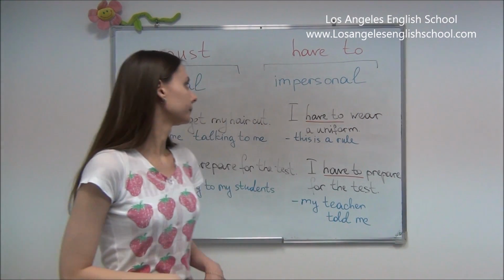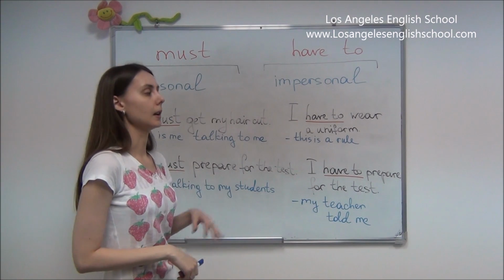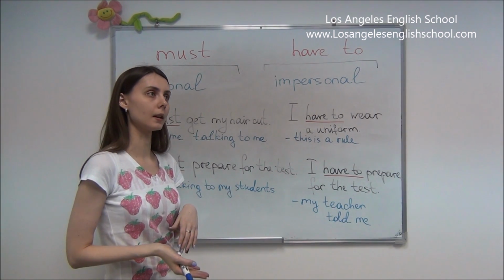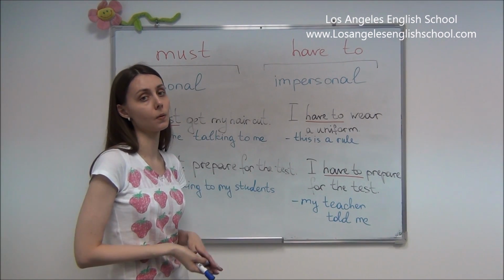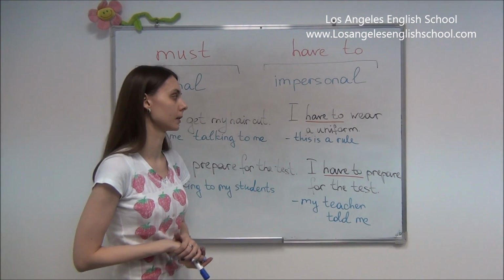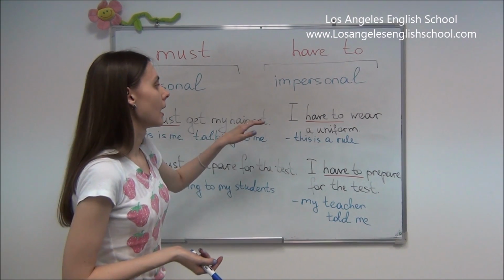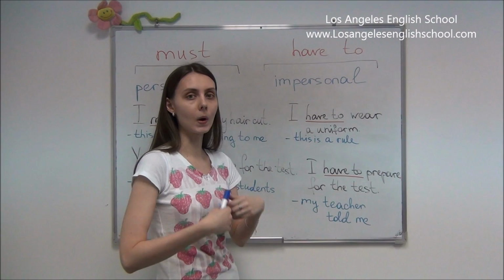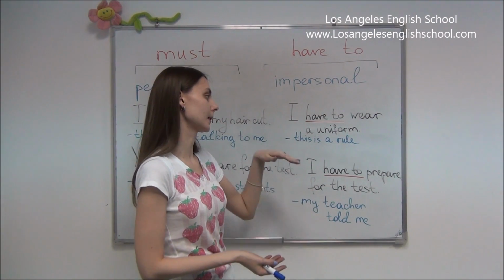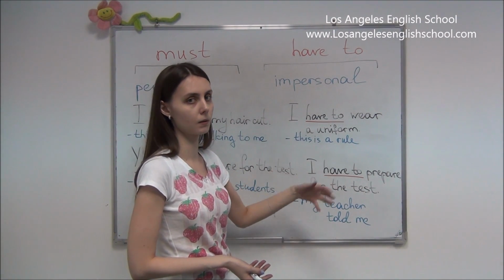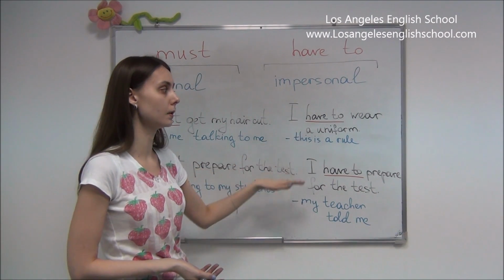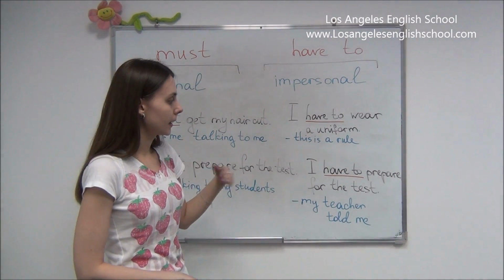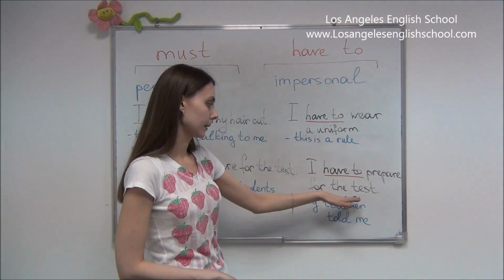While have to is impersonal. It is based on the law or on the authority of another person or a rule at school or at work. For example, I have to wear a uniform. It's not me talking to me, or talking to somebody. This is a rule at work or at school, and I have to wear a uniform because of this rule. Or I can say I have to prepare for the test.